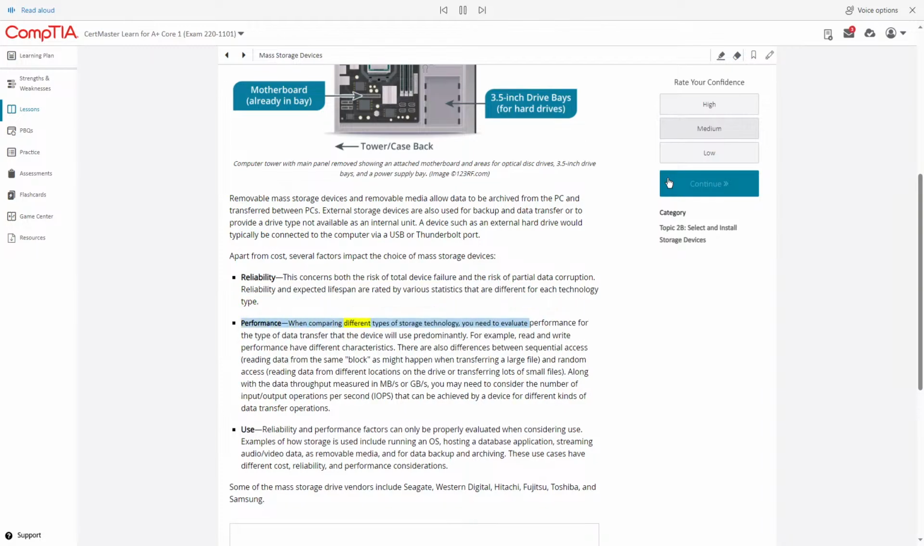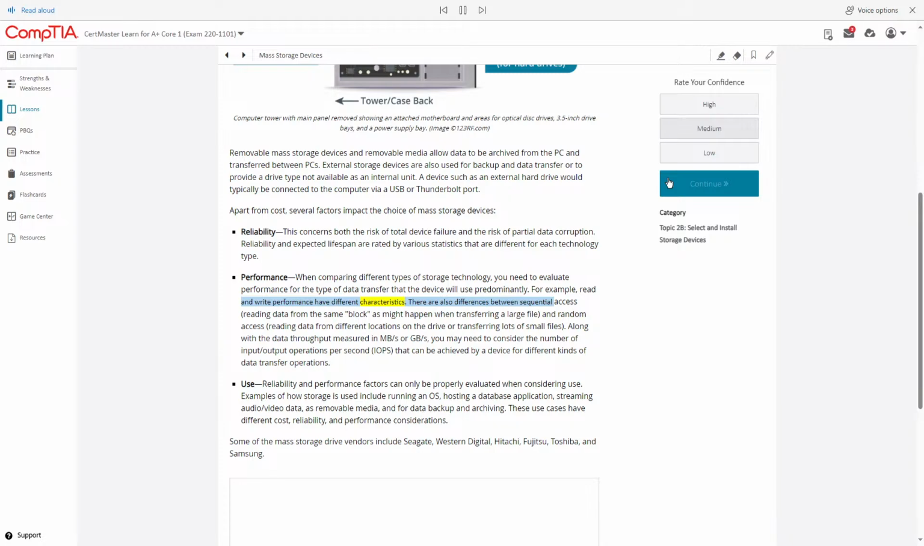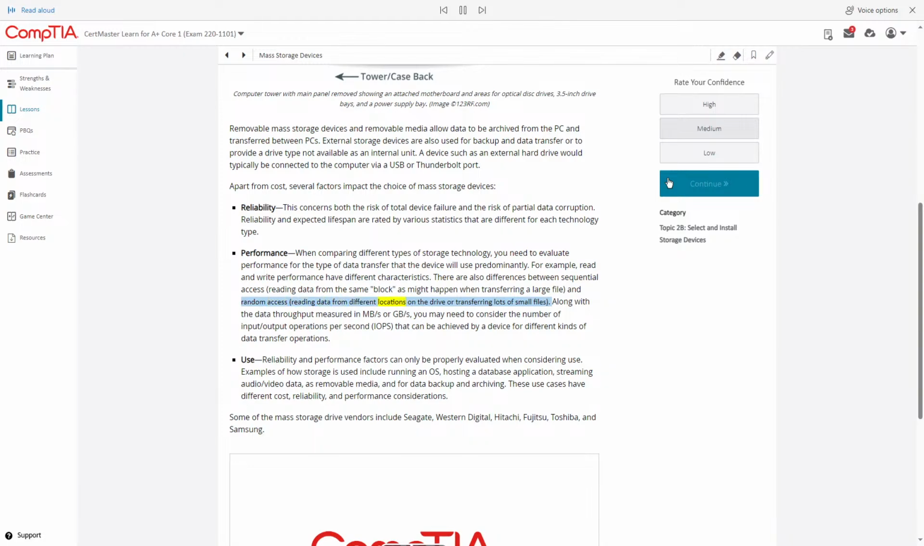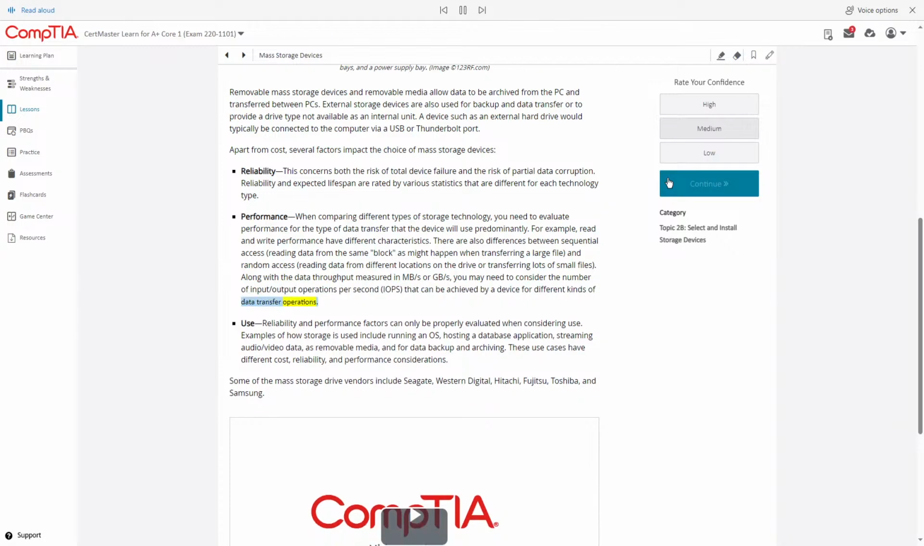Performance. When comparing different types of storage technology, you need to evaluate performance for the type of data transfer that the device will use predominantly. For example, read and write performance have different characteristics. There are also differences between sequential access, reading data from the same block, as might happen when transferring a large file, and random access, reading data from different locations on the drive or transferring lots of small files. Along with the data throughput measured in MB/s or GB/s, you may need to consider the number of input-output operations per second, IPS, that can be achieved by a device for different kinds of data transfer operations.